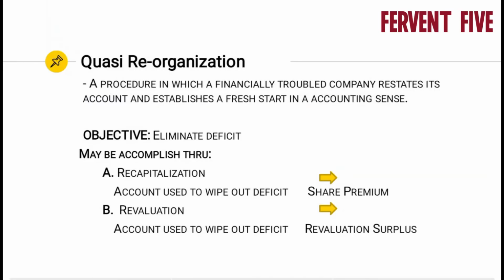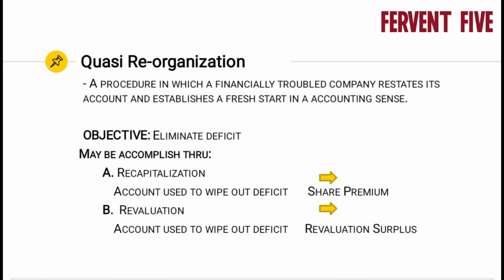Let us now move on with quasi-reorganization. So, eto naman, yung mga companies na nag-undergo dito is yung mga naghihirap na or may problema financially. So, bakit nila kailangan mag-undergo ng quasi-reorganization? Yung main reason is dahil yung deficit nila ay napakalaki na. Masyado nang masakit sa mata para sa mga investors, para maging attractive pa rin yung shareholders' equity portion ng company. So, they have to undergo quasi-reorganization. So, the objective of quasi-reorganization is to eliminate deficit.